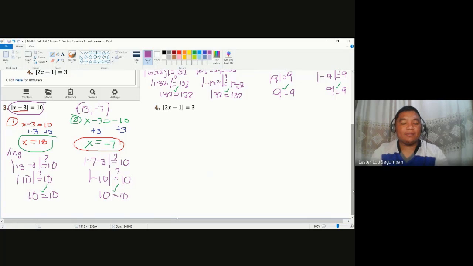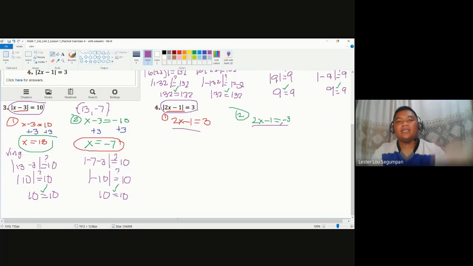Let's proceed to our last item for practice exercise A for this lesson. Again, take this and equate it to the positive 3. The other case, take the same value and equate it to the negative of 3. Then solve them independently. This given item is an absolute value equation, but when you apply the two cases, you return to linear equations in one variable without the absolute value notation.